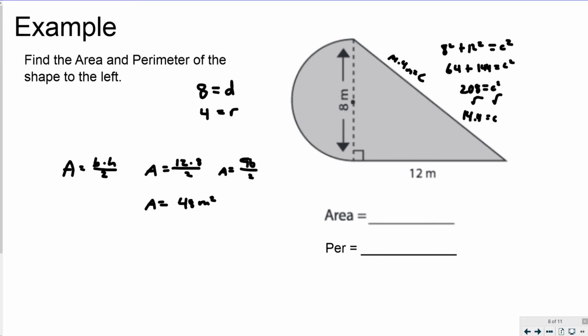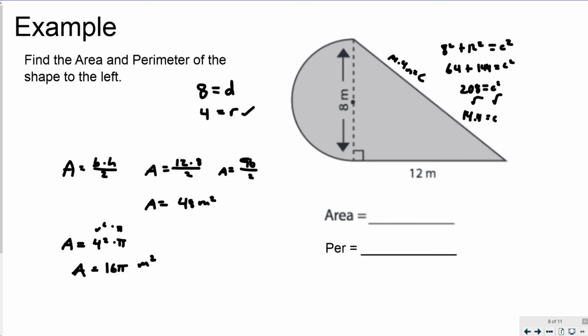Okay, I still have to calculate the area of the circle. So to calculate the area of the circle, I'm going to take the radius. I need this one for the circle, and you do the radius squared times pi, r squared times pi. That's where it's coming from. So I get A is equal to 16 pi, and that would be meters squared.